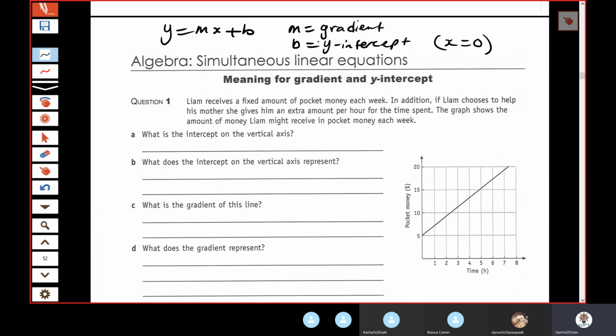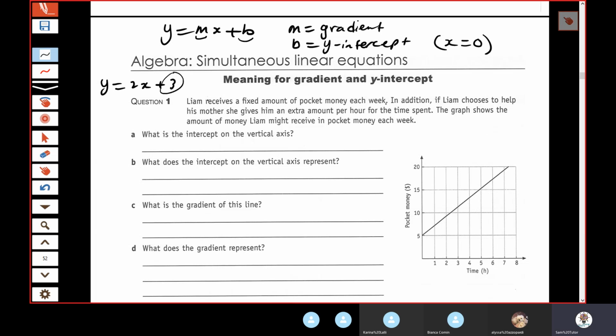All right, all good. So this is your gradient, and obviously this is your y-intercept. So here we go. Liam receives a fixed amount of pocket money each week. Full stop. Out of these two here, M and B, which one do you think would be the fixed amount? B? Yeah, it would be 2x plus 3.